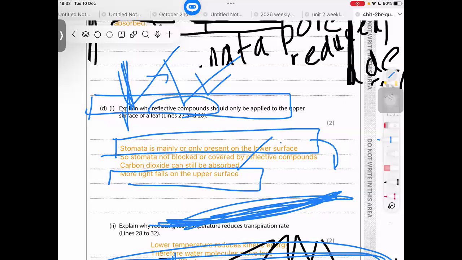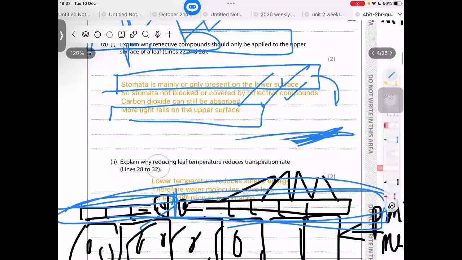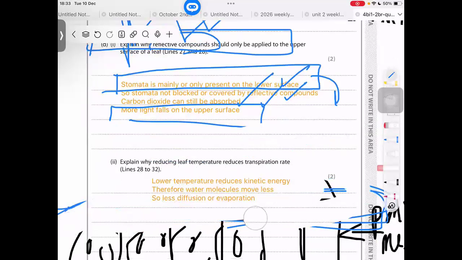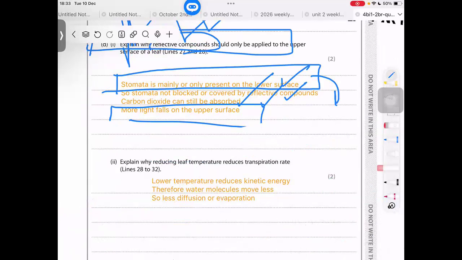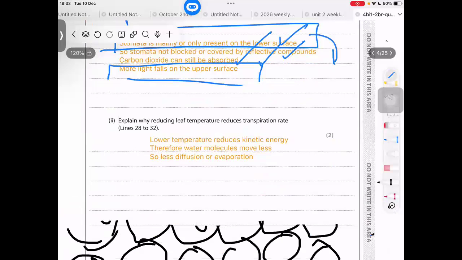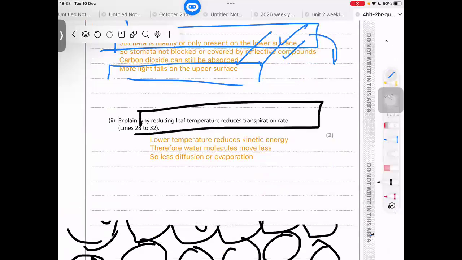So if you have any two of these points, you get 2 marks, right? It's better if you can explain it, right? Let's move on to the next. Please send me the name of the plant that you said later, so that I can have a look at that. Yes, please. Explain why reducing leaf temperature reduces the transpiration rate.